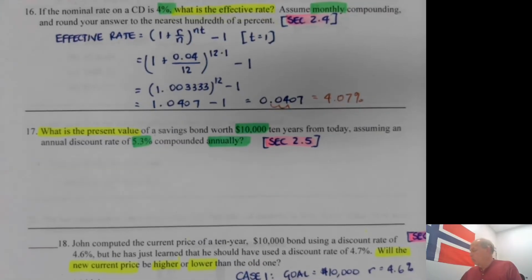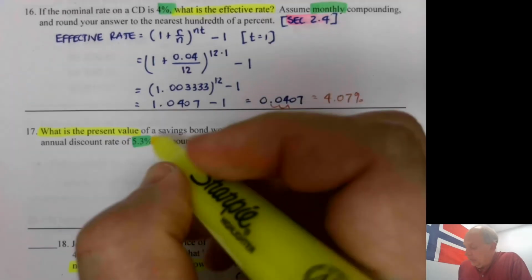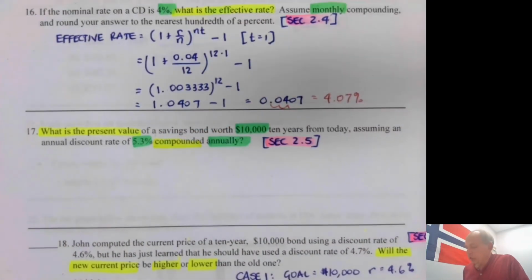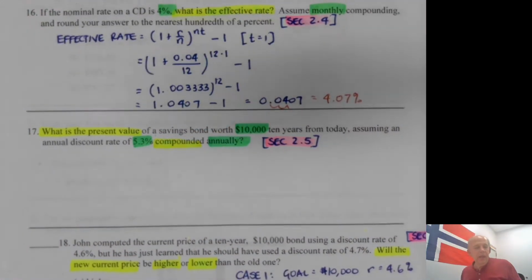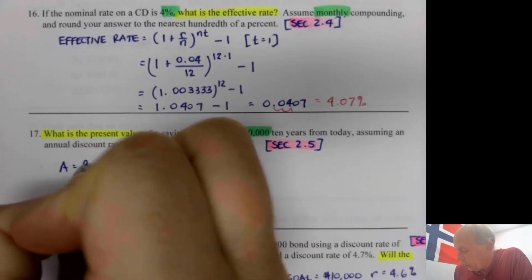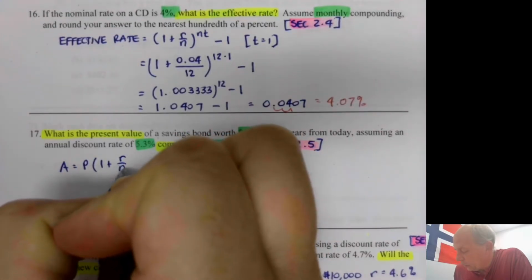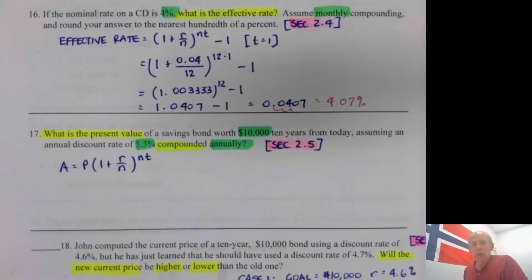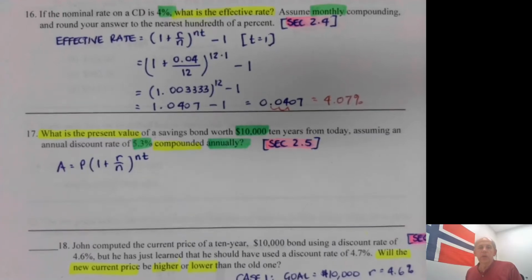Number 17, what is the present value? A savings bond. This is out of section 2.5. This is a compound problem. Right away, I see that, and I run back to this formula. There's where I get started with this.